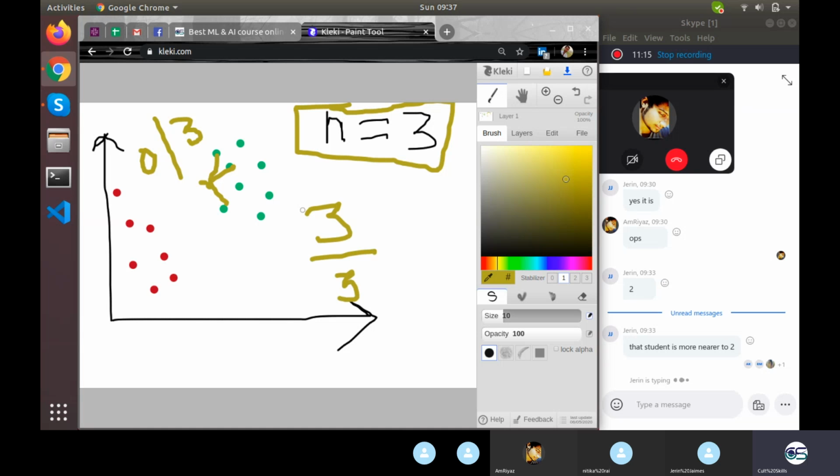That means the total score of that class divided by the total number of points. So this numerator can be 1 or 2 or 3, and this denominator will always be 3 unless we specify otherwise. Is it clear how KNN is working?